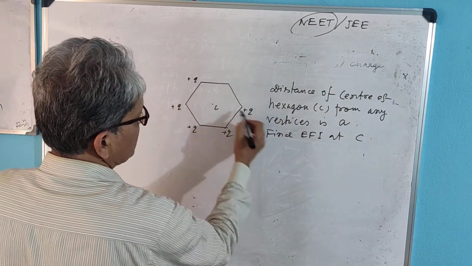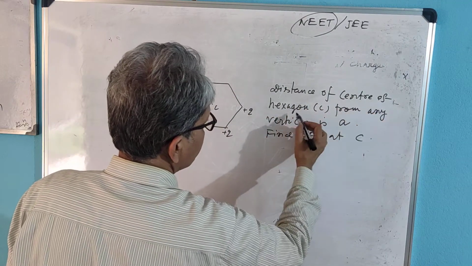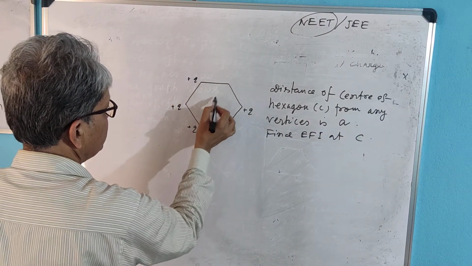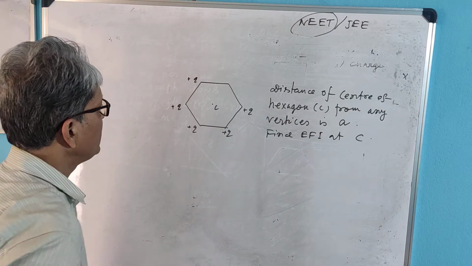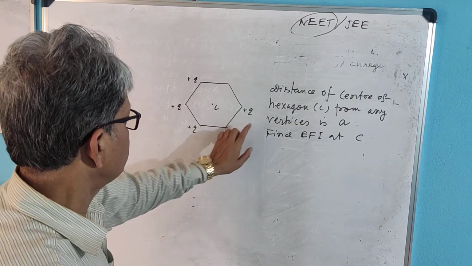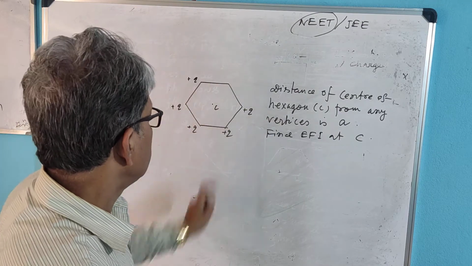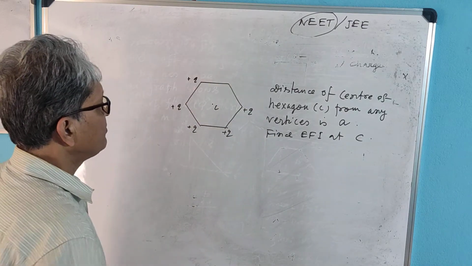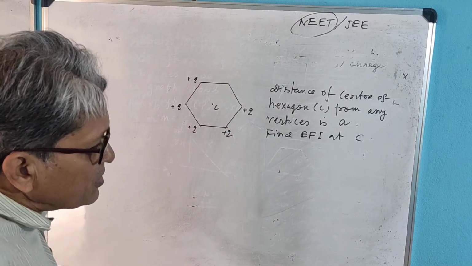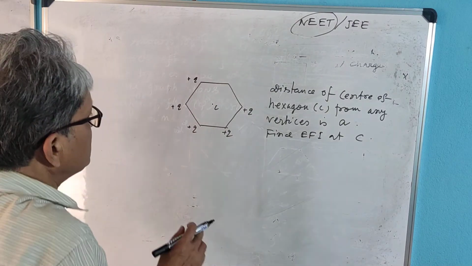It is a regular hexagon. Distance of center of hexagon C from any vertex is A. This is A, this is A, this is A. There are 5 charges placed at 5 places. You have to find electric field intensity at the center. This type of problem you will negotiate like this.